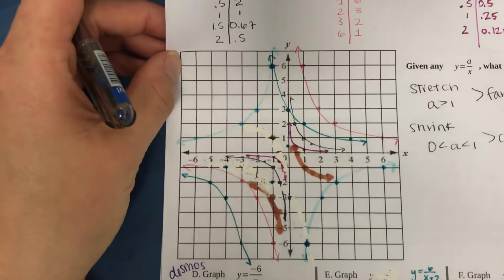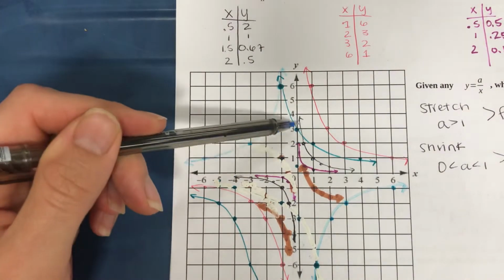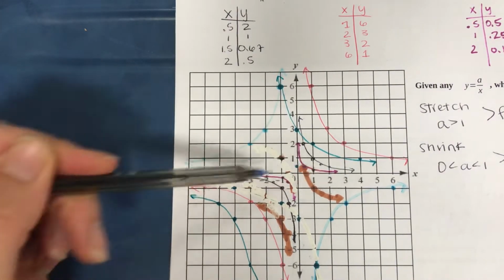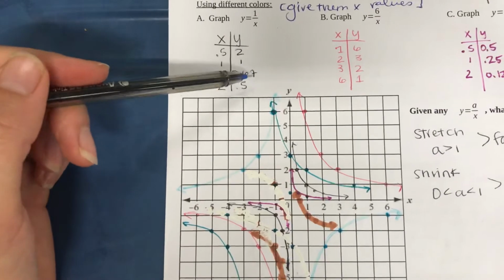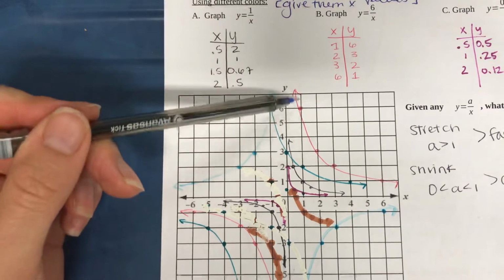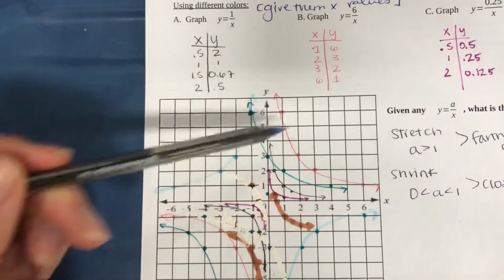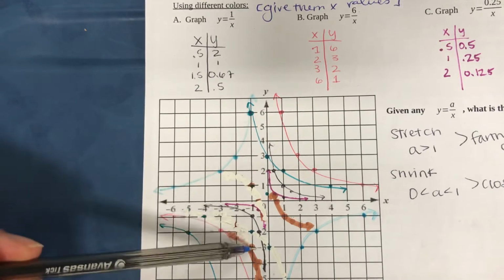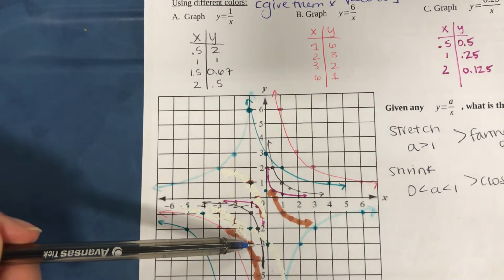Here it is. So the black one is this, and this. That's just the standard reciprocal function. The red one is 6 over x, and then the pink one is 0.25 over x. So what we want to do is just make observations of what's happening here.